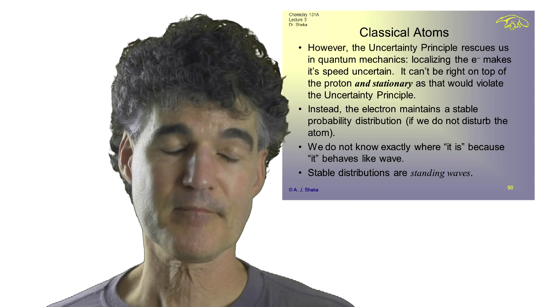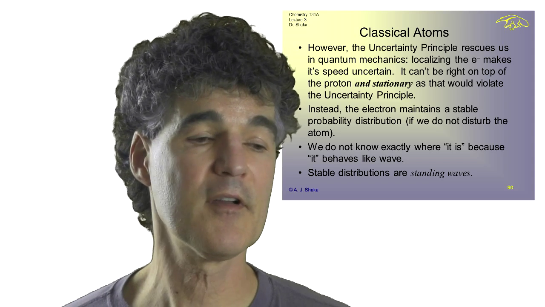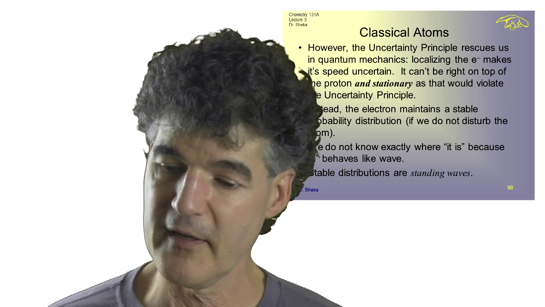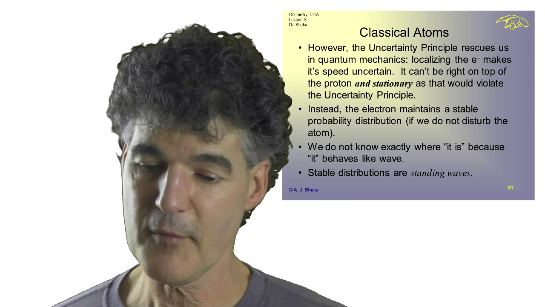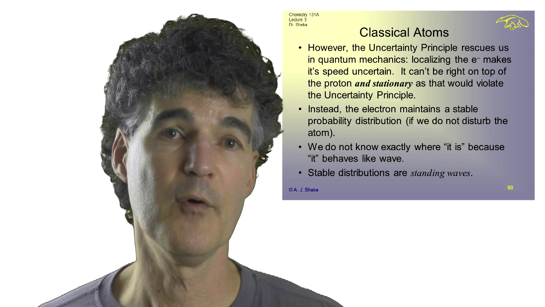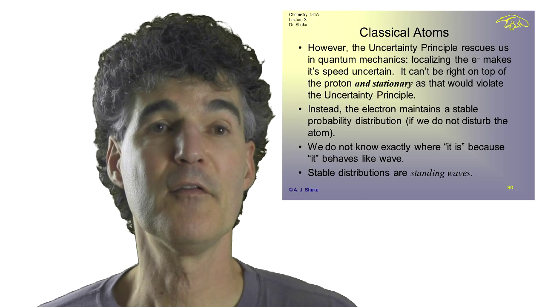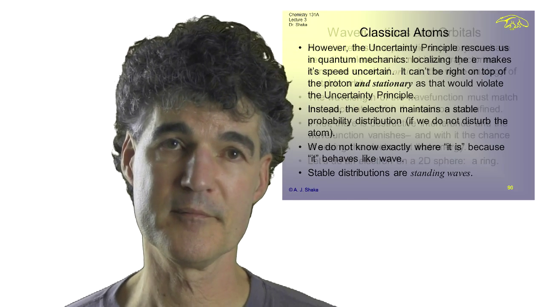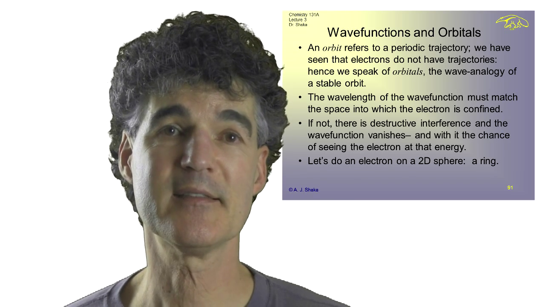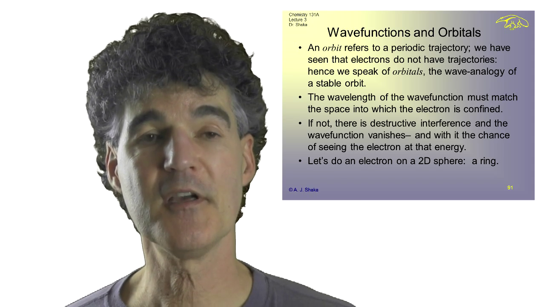Stable distributions of the electron density have to be standing waves. A standing wave, you can think of a guitar string. If I put my finger, I have a fret here. It can't move here. It can't move at the other end. In between, it can vibrate, and it just makes a stable pattern and sits there doing the same thing. And the electron then has to do something very much like that when it's in an atom, and it has a very interesting wave property. We couldn't understand it at all if we thought of it as a rock or a BB moving around in there. An orbit, of course, is a periodic trajectory, but electrons don't have trajectories. And so instead of an orbit, we speak of orbitals, which is the wave analogy of a stable orbit.